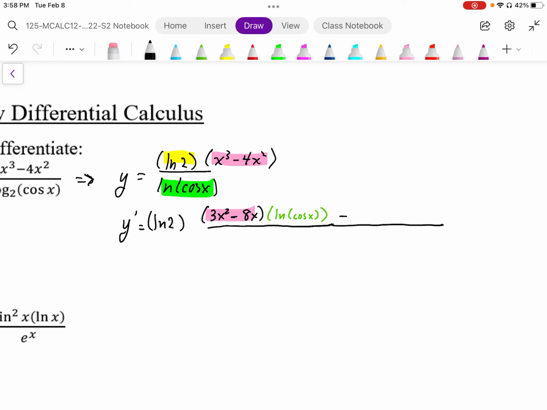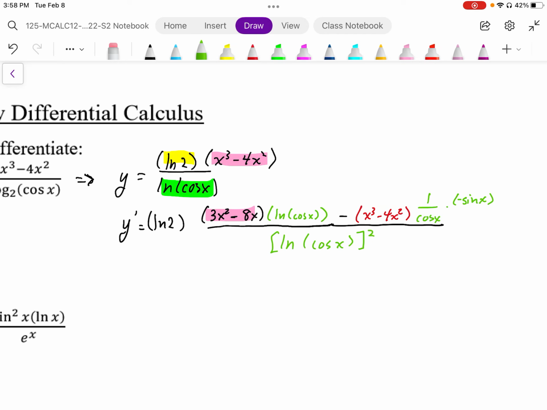I don't differentiate the numerator, so I end up with x cubed minus 4x squared, and then differentiating the denominator, I get 1 over cosine x, and then applying the chain rule, I'm going to multiply the derivative of the cosine x to get negative sine x. And then the denominator, this expression, the whole thing gets squared.